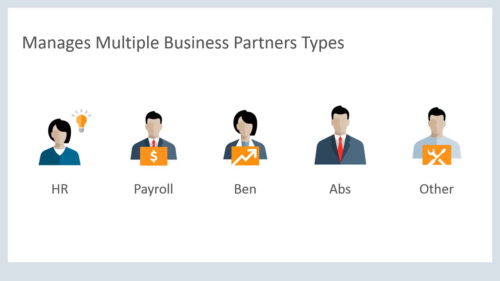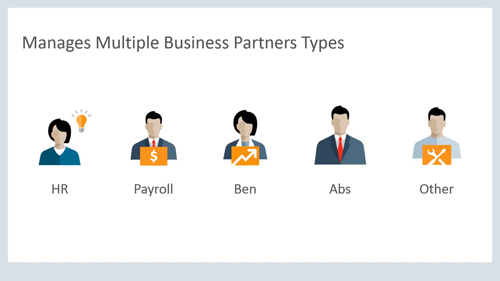In PeopleSoft HCM, the Business Partners feature lets you define specific people in your organization to serve as human resource liaisons for groups of employees. You can define groups by work location, business unit, department, job, last name, or any other criteria. These liaisons, or business partners, can be HR generalists or specialists, like payroll business partners, benefits business partners, and so on.